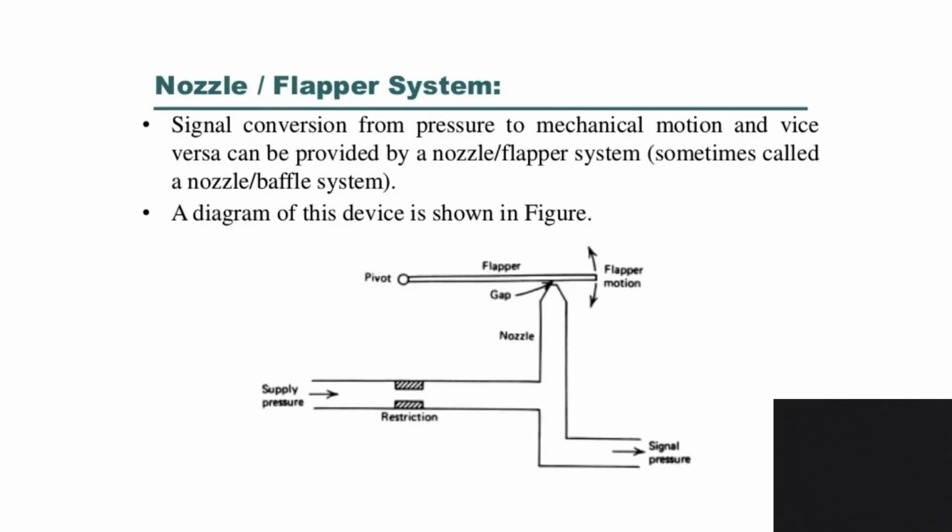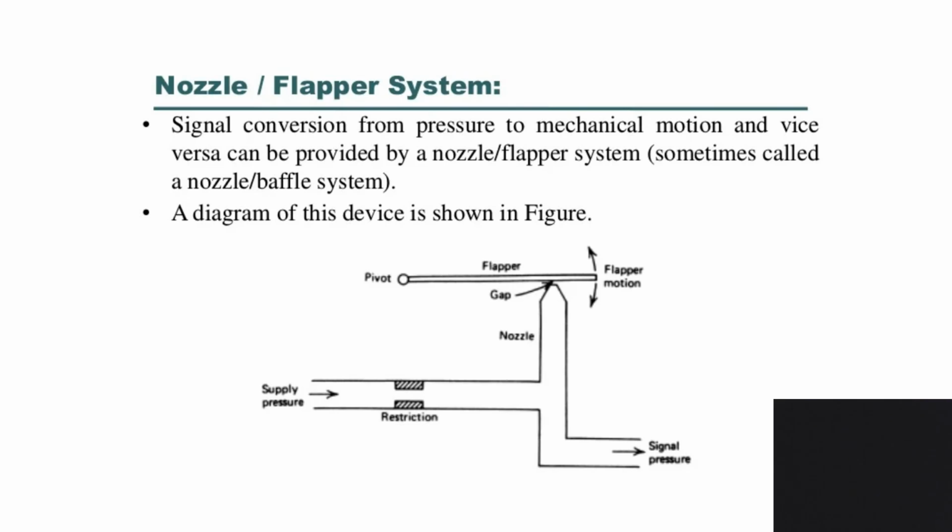This is a diagram representing the flapper nozzle arrangement. The supply pressure is given at the input. This is the nozzle, and the top one is the flapper. The flapper is a rod which is free to move at one end and fixed at the other end. Depending on the gap between the flapper and nozzle, the supply pressure is converted into a signal pressure.